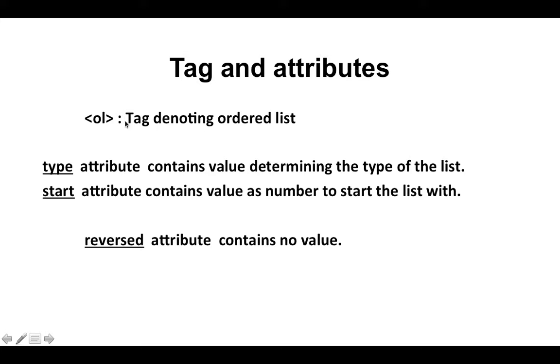So when I say OL tag, it defines the ordered list, but depending upon these attributes, the entity changes. The whole look of the entity changes. How the ordered list is to be displayed, what numbers it has to start with, whether it should be in ascending order or descending order, all these are specified by the attributes.